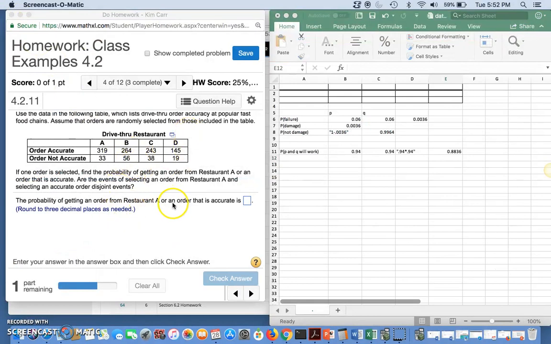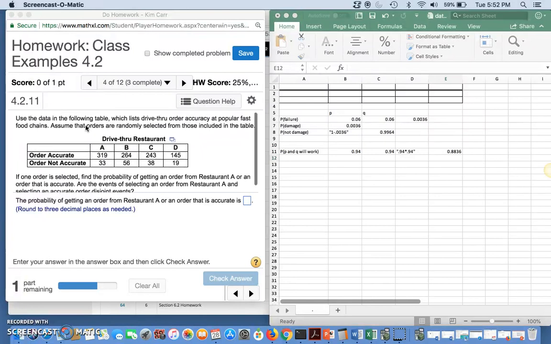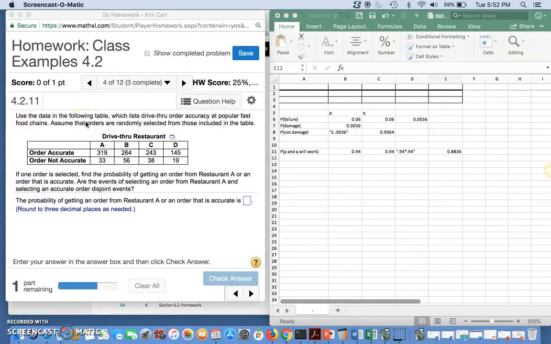Okay, this problem that we're going to do right here says use the data in the following table which lists the drive-through order accuracy of popular fast food chains. Assume that the orders are randomly selected. If one order is selected and so forth. I'm going to take this chart and total it up just like I've been doing, but I'm going to stop the video, total it up, and then I'll come back so the video won't be quite so long.